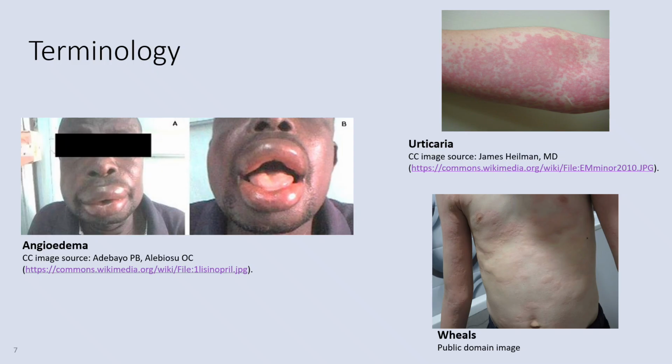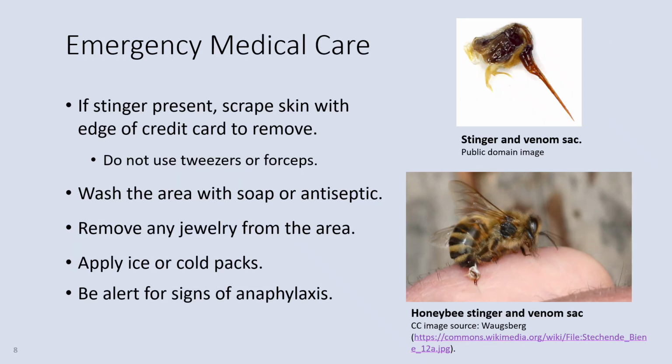The image at the bottom of your screen shows a patient with a specific type of urticaria called a wheal. Wheal is spelled W-H-E-A-L. Wheals present as raised and itchy bumps on the skin. Emergency medical care for an allergic reaction includes taking steps to eliminate exposure to the allergen.